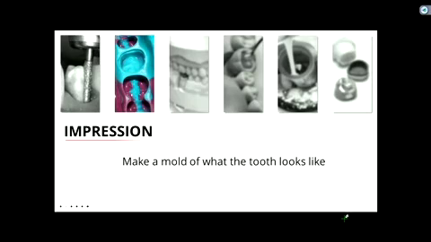All right, so we want to make a mold of what the tooth looks like. You need a mold because you need to pour that mold into stone, and then the laboratory is going to use that stone cast to fabricate your crown. So really what we want is to replicate what's in the mouth with a stone cast.